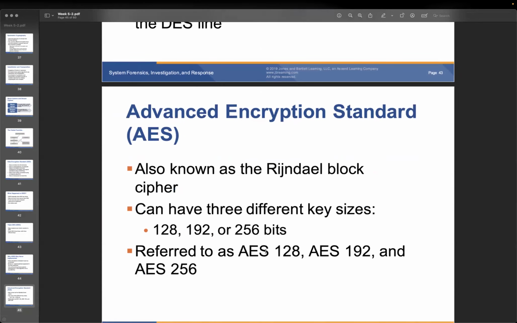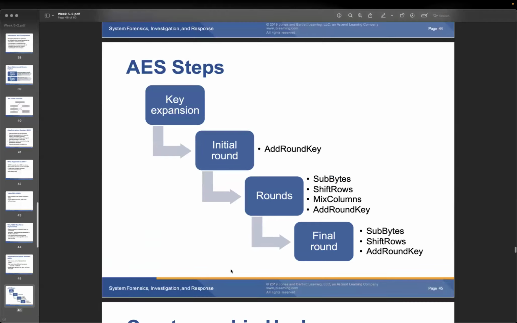And the next one is called the Advanced Encryption Standard, AES. It's a block cipher. We have different types of encryption, with key sizes 128, 192, and 256. So sometimes you see AES-128, AES-192, and AES-256. That's how it looks.